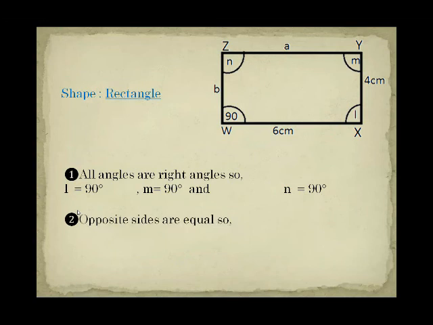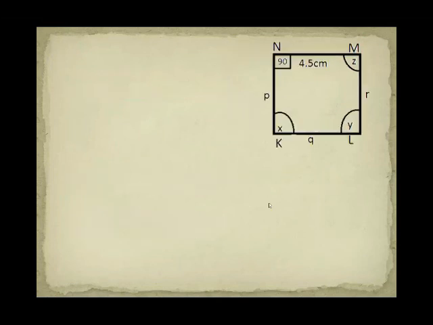So students, second one is the side opposite. Opposite sides are equal. In a rectangle, opposite sides are equal. It means that the side opposite to the side A is equal to 6 centimeters. Side B is opposite to side 4 centimeters.